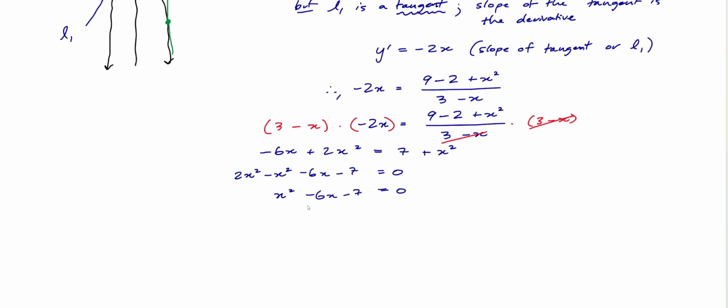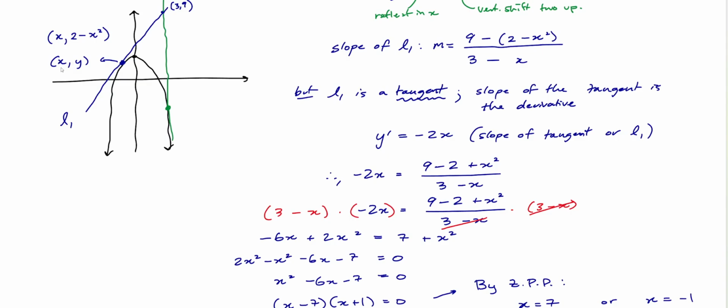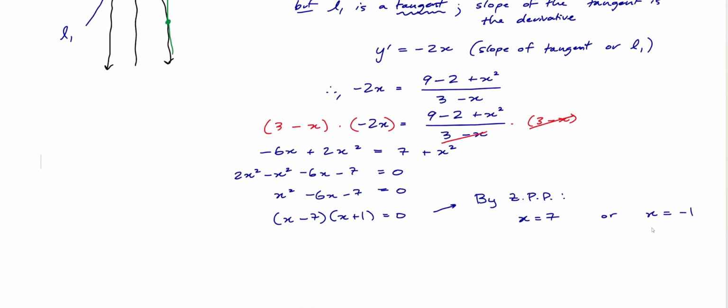So that means that this can factor into x minus 7 and x plus 1 is equal to 0. So by the zero product property, x could be equal to 7 or x could be equal to negative 1. Well, let's think right here. Let's go back to my diagram. What is this point right here? Is that x is equal to 7 or is that x is equal to negative 1? This one is the point on line 1.